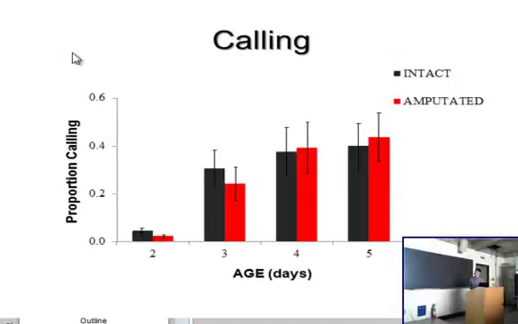What we see is the terminal investment hypothesis is not supported. So here on the y-axis is the proportion of individuals calling at any given hour, and that is recorded for the first 5 days of life, beginning at age 2, because at age 1 they're not mature yet and not calling. So there is a strong age effect where reproductive ability and effort increases as the males age, but there's no effect of amputating them.